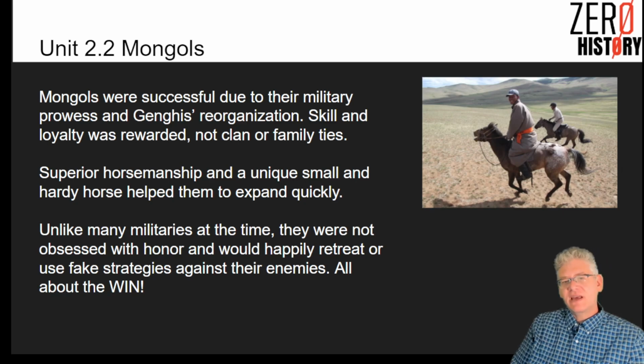Unlike a lot of militaries at the time, they were not really obsessed with honor and would very happily retreat or use fake strategies against their enemies if they needed to. They're just about that win, right? They just want that W. So, for example, we have stories about Mongols who would ride in towards their European enemies. They would strike and shoot some arrows, and then maybe a few of them would get killed or injured, and then the Europeans would march towards them in an attempt to continue the attack.